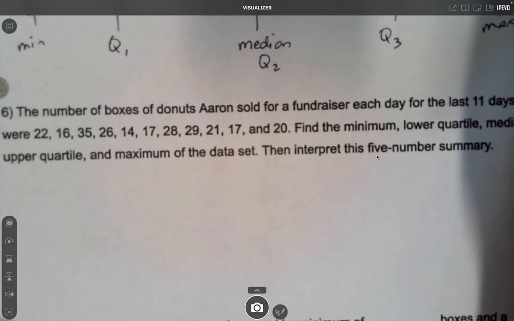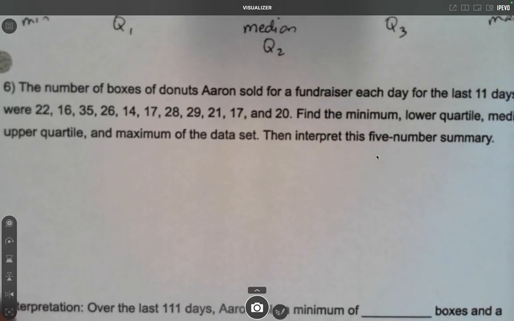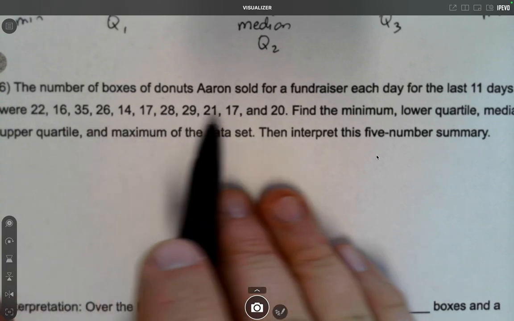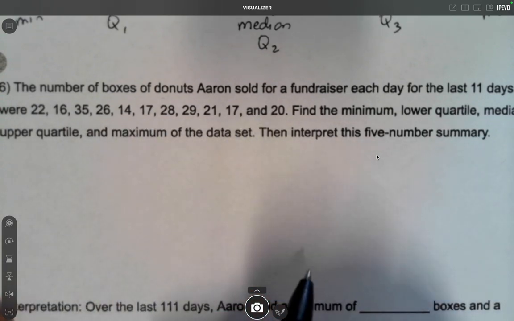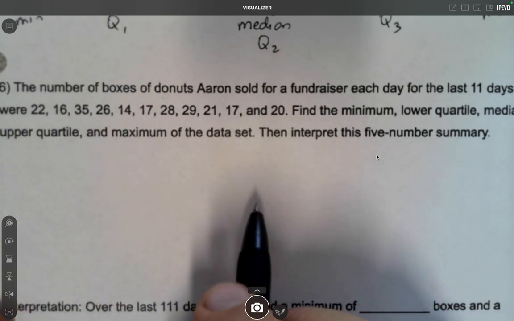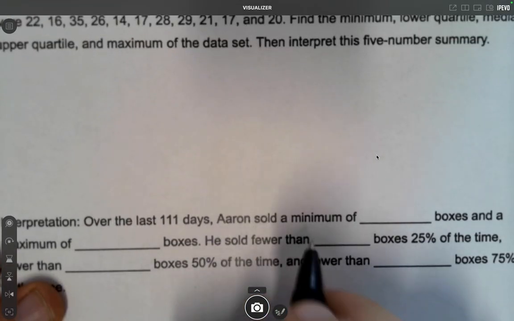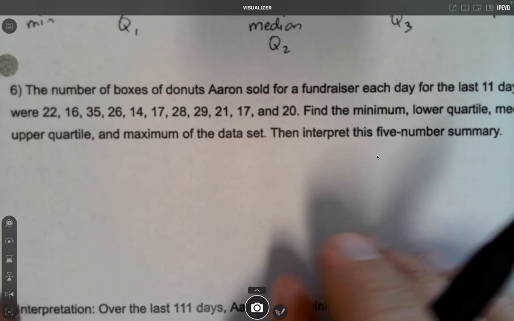Last one. The number of boxes of donuts Aaron sold for a fundraiser each day for the last 11 days were this list right here. Find the minimum, the lower quartile, the median, the upper quartile, and the maximum of the data set. Then, down here, we will interpret that 5-number summary.